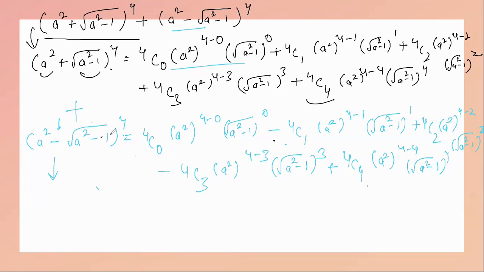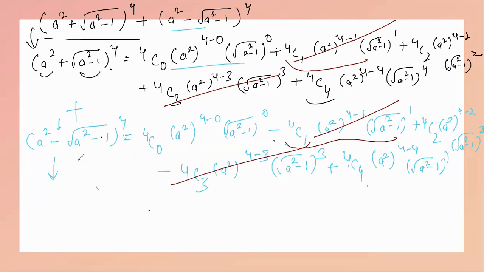Now we have to add all the terms together. I'm changing the color now. If you see one thing, this term and this term are exactly the same, but the signs are different, so they get cancelled out. Similarly, this one and this one get cancelled out.